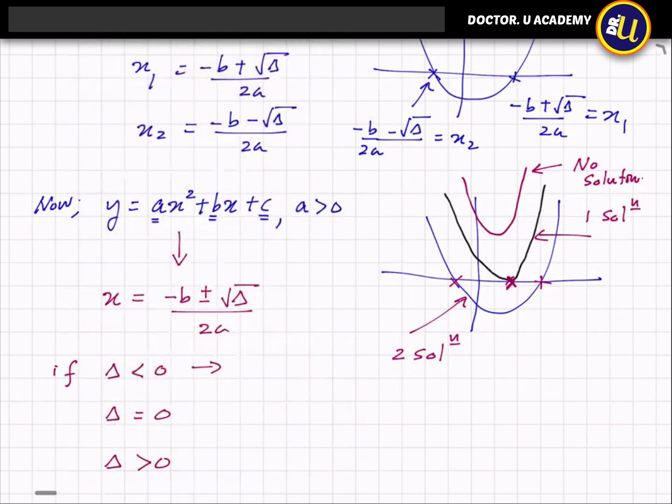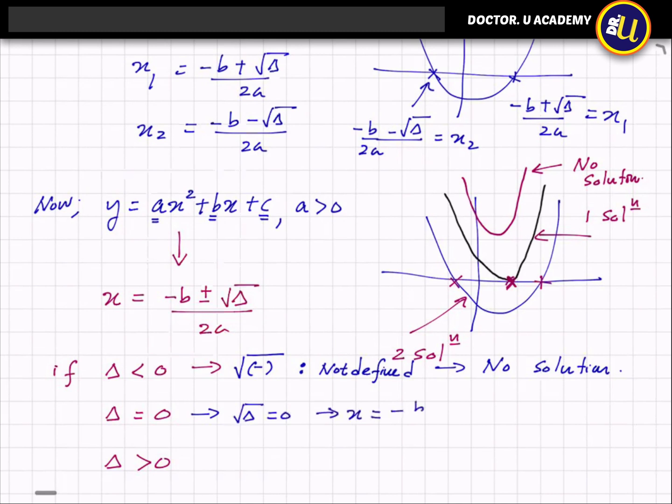If delta value is less than 0, you get a square root of a minus value, right? Square root of a minus value is not defined. So that means this is the condition for no solution. Now if delta is equal to 0, that means square root of delta is equal to 0. So then the solution would be x is equal to minus b divided by 2a. So here you can see only one solution.